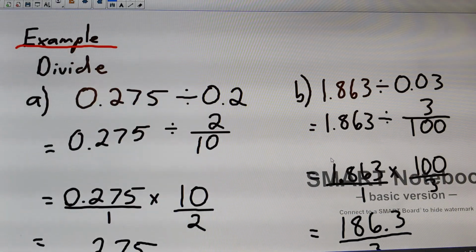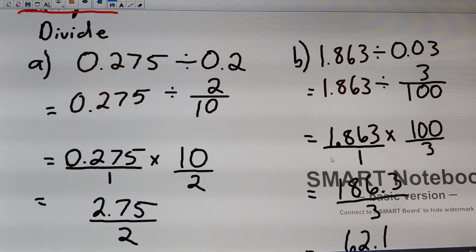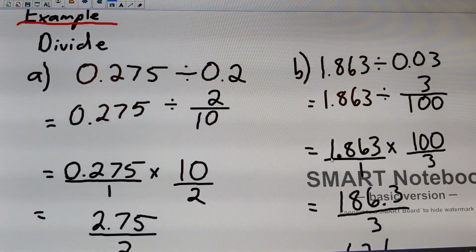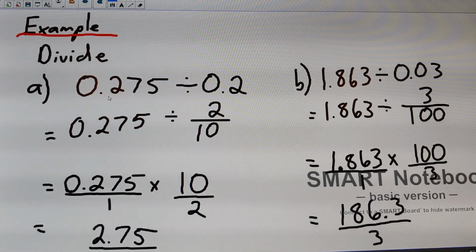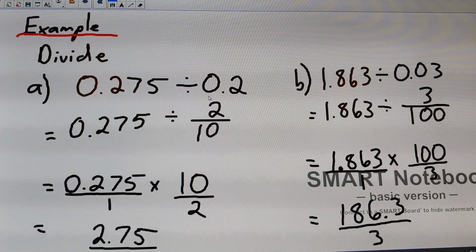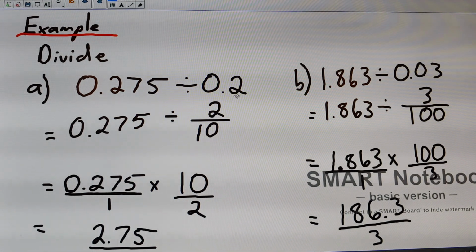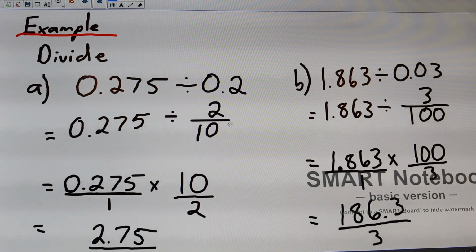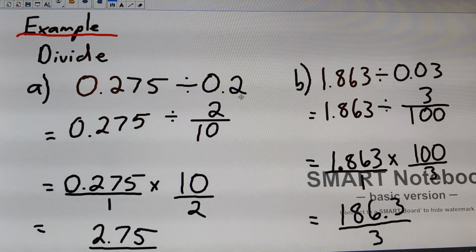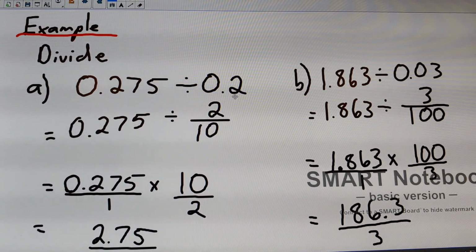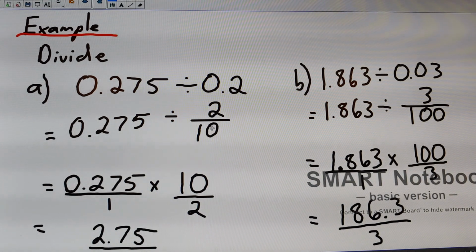so here's some examples. Okay, so 0.275 divided by 0.2. So that's 2/10. So we're going to put that as a fraction. And a reminder, or just a little review of how to do that. We have 1 decimal place sitting here. So we can put anything that has 1 decimal place over a power of 10.